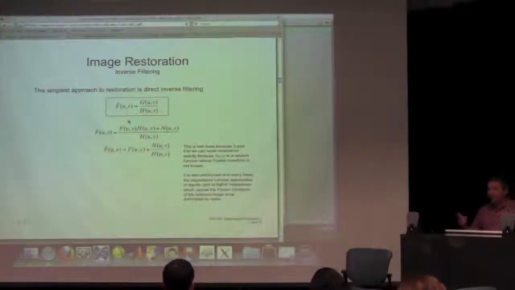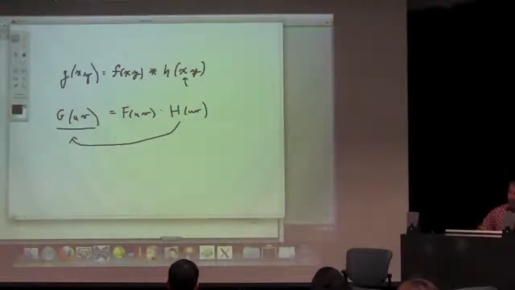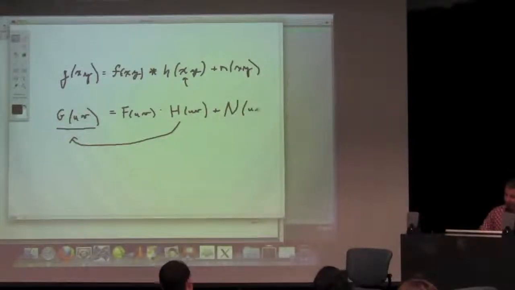It also ignores one very critical thing: the signal that I record usually has some noise in it, and there's no noise in this equation. So if I go back to this equation right here, I actually do have to add at each location some noise, n of xy. And you do the same thing in the frequency domain by adding n of uv.